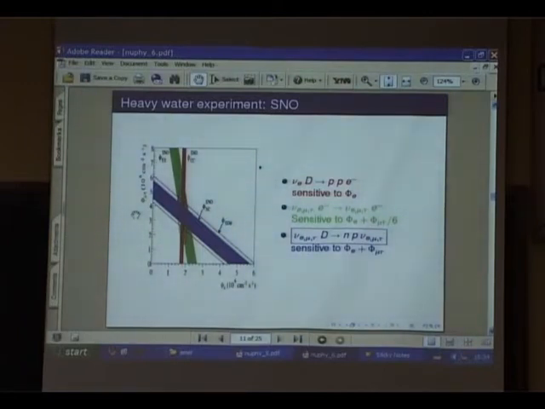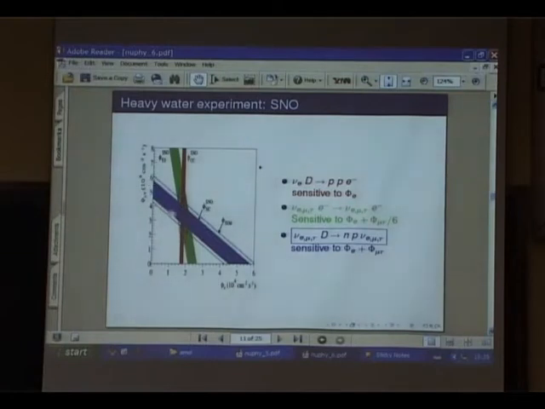Details of how they got lost, we'll do it in the next class. Okay, but right now this is the essence. So this was the experiment, this SNO, the one that clinched the argument that neutrino oscillation is the real answer and nothing to do with the sun.